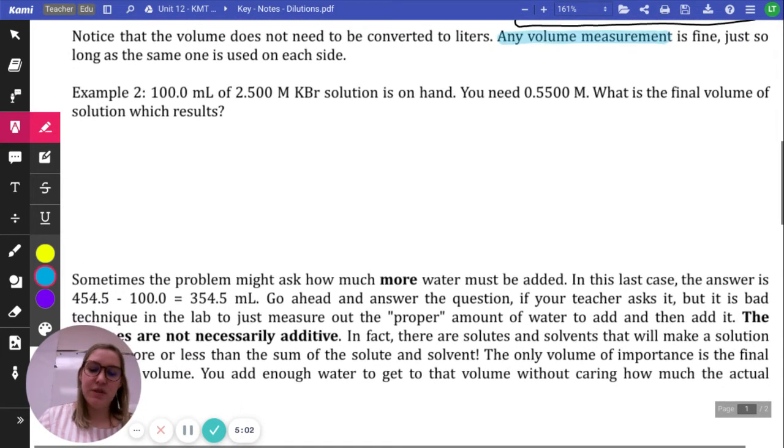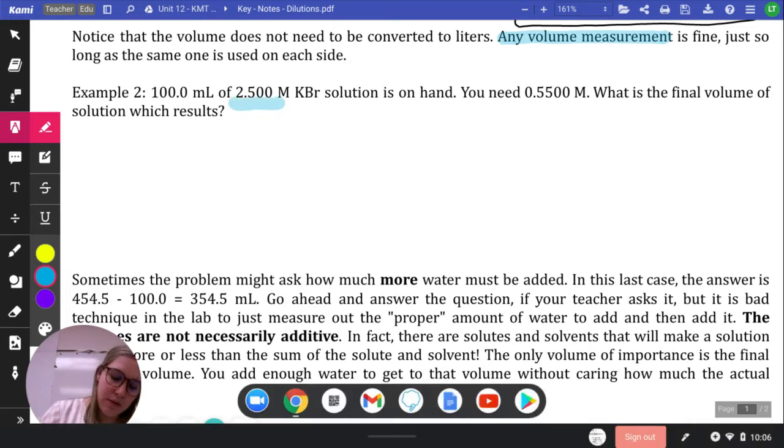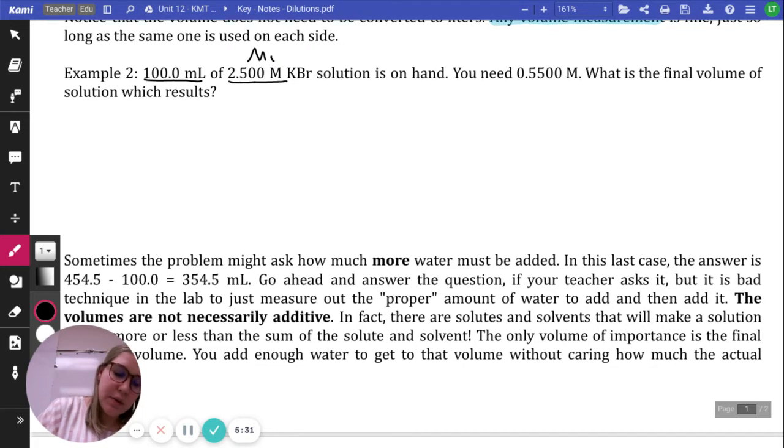So, example 2, 100 milliliters of 2.500 molar KBr solution is on hand. You need 0.5500 molar. What is the final volume of solution which results? Okay, let's go ahead and label our variables again. So this 2.5 right there is going to be our M1, and our 100 milliliters is going to be our V1, and this 0.5500 is going to be our M2. We are looking for V2 once again.